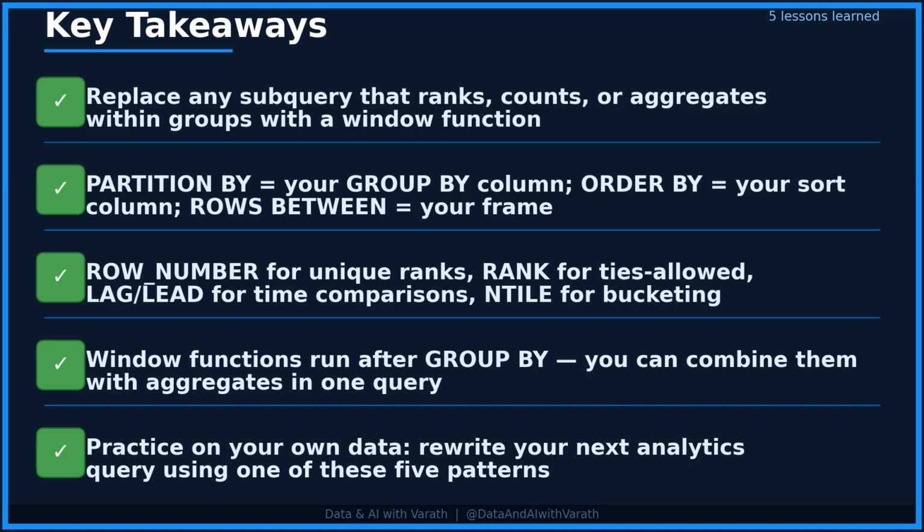3. Row underscore number for unique ranks. Rank when ties are possible. Lag and lead when you need the previous or next row. NTILE when you are bucketing into quartiles or deciles. 4. Window functions run after group by. You can mix them with aggregates in the same query. 5. Practice on your own data today. Grab a table you know well, add a rank over or a sum over, and watch what comes back.